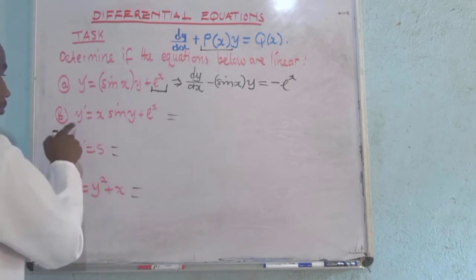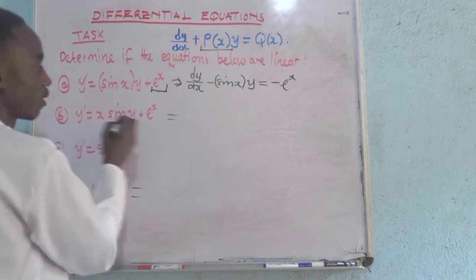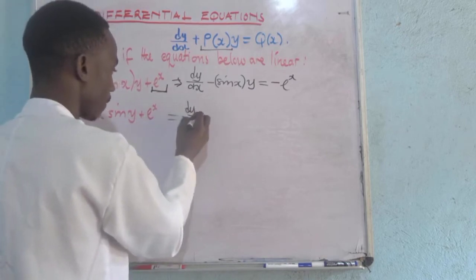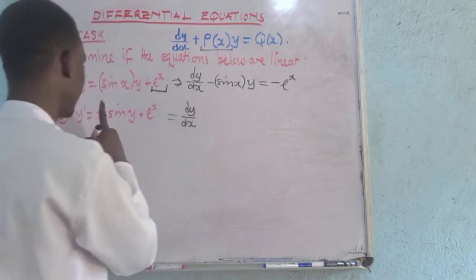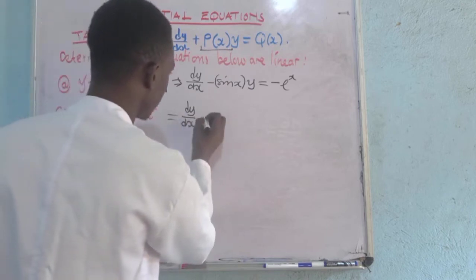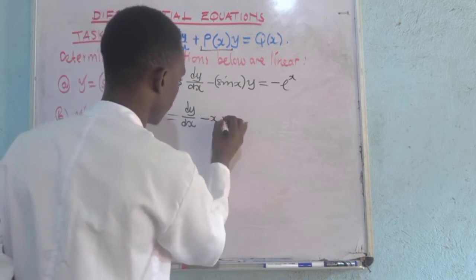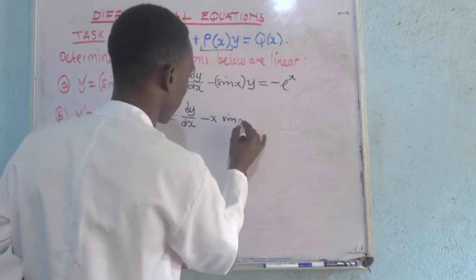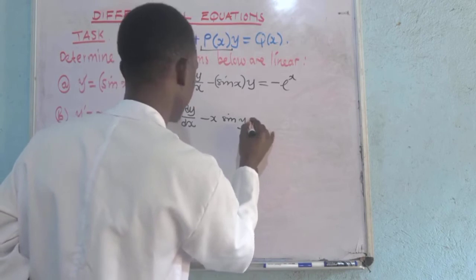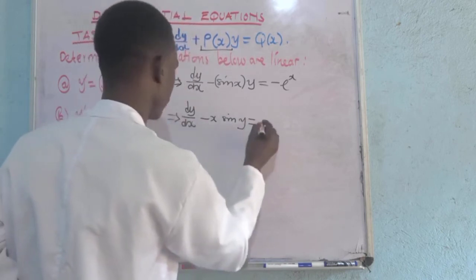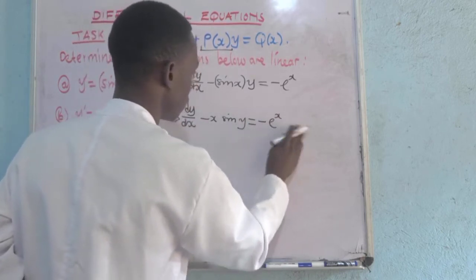So we go to the second one. The second one, already you have dy dx here, and then minus. So we're saying, okay, fine, what you have here can be written as minus x sine of y. Then this can equal negative e to the x.